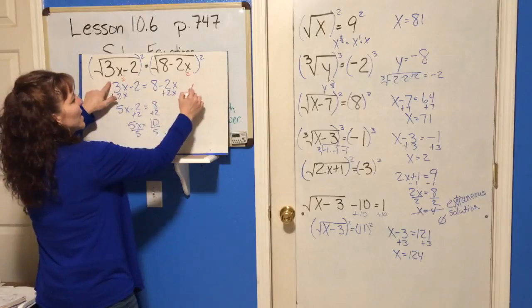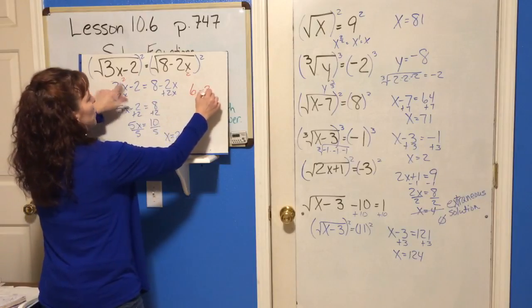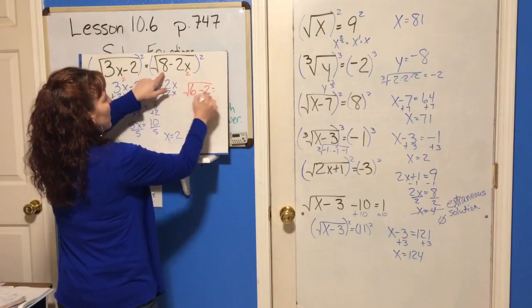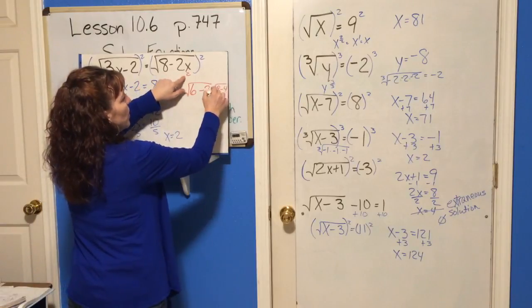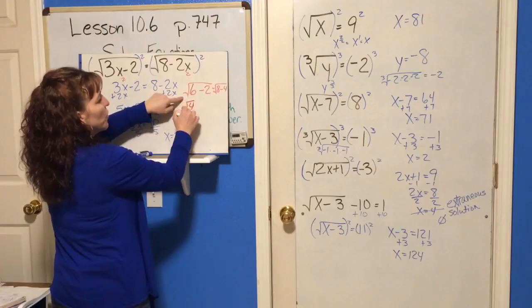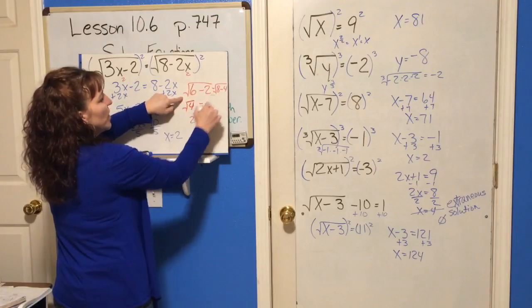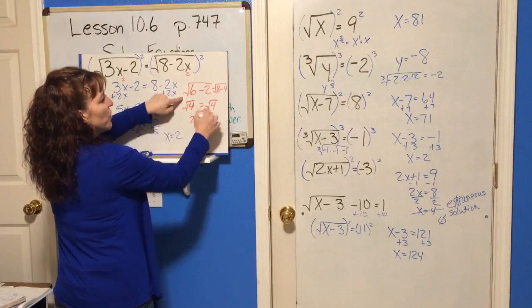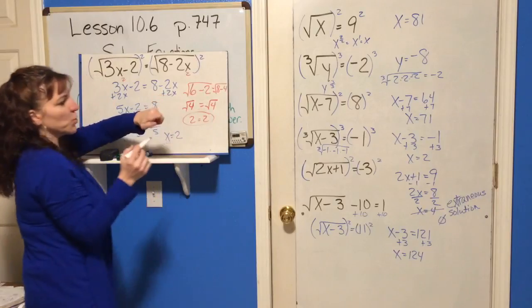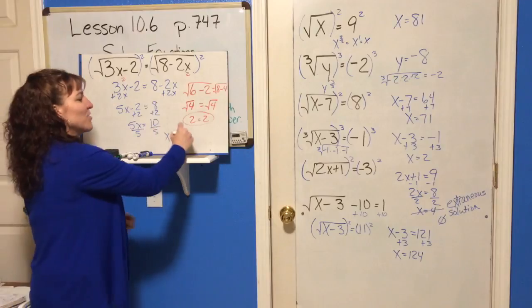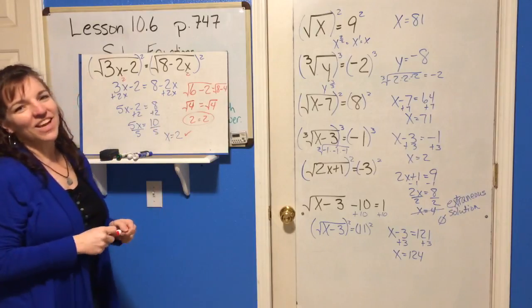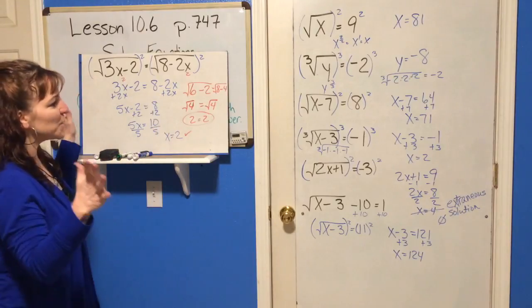And now we're going to check it by putting in 2 here and 2 here. 2 times 3 is 6, minus 2, square root, equals the square root of 8 minus 2 times 2, which is 4. 6 minus 2 is 4. Square root of 4 is 2. 8 minus 4 is 4. Square root of 4 is 2. 2 equals 2 is a true statement. And so x equals 2 checks out. Yay, I like it when they check out. Makes me happy.